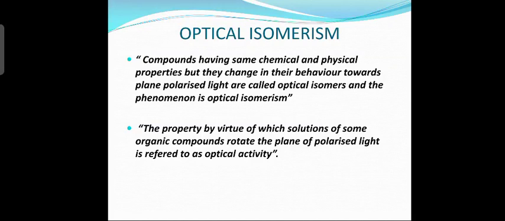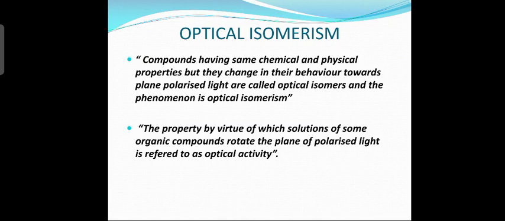Two or more compounds having the same molecular formula, the same chemical and physical properties, but differing in their behavior towards plane polarized light are called what? Optical isomers, and the phenomenon is called optical isomerism. What do we mean by changing the behavior towards plane polarized light? Some compounds rotate the plane polarized light to the right, and they are called dextrorotatory compounds, and some to the left, and they are called levorotatory compounds.